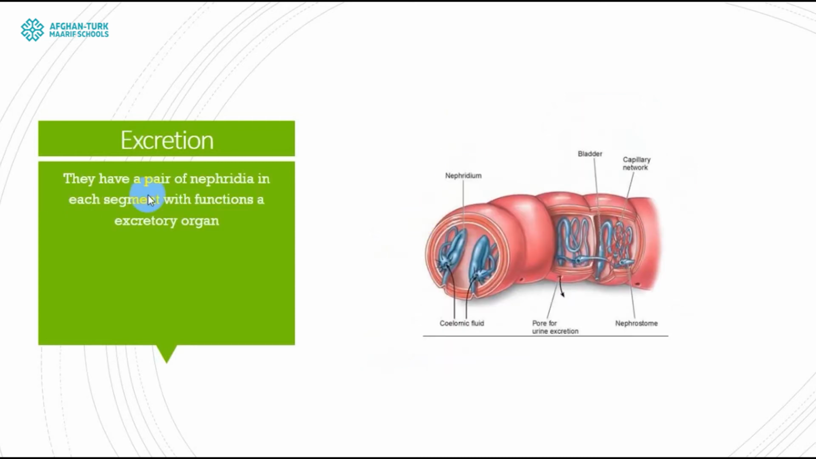About their excretion, we can say that they got a pair of nephridia in each segment. As you can see, a pair of nephridia they got by which they can pour urine outside. They can excrete urine and other waste products outside their body. They got bladder structures which is producing the liquid waste product, and finally, we can say that they got nephridia structures, which is functioning as excretory organ.